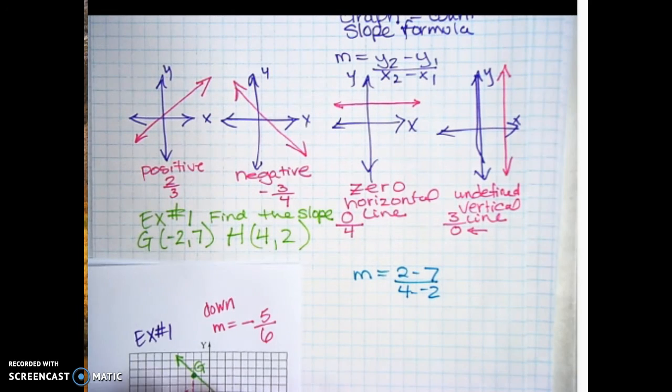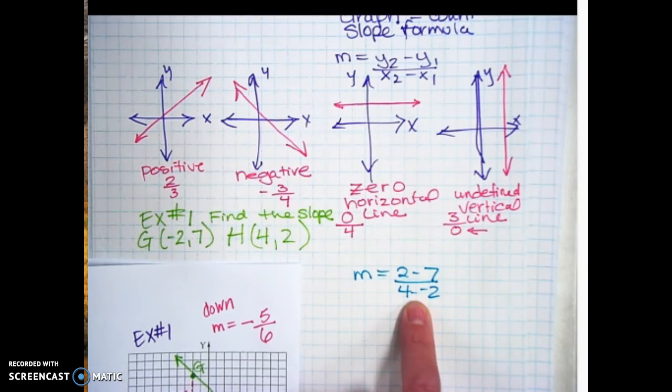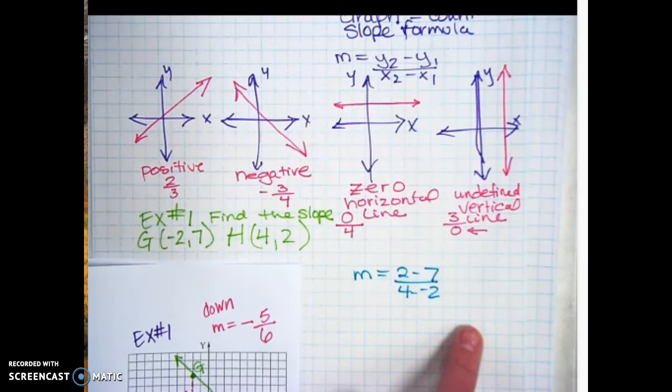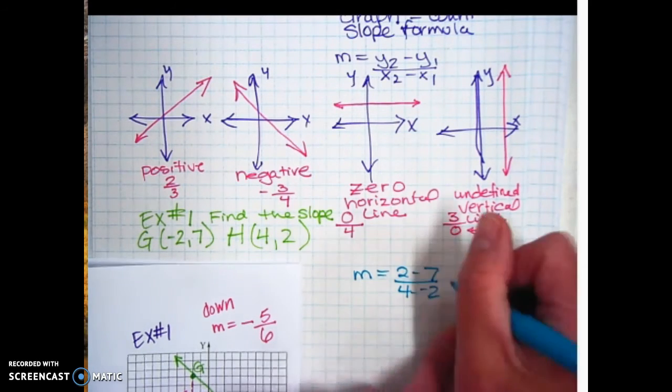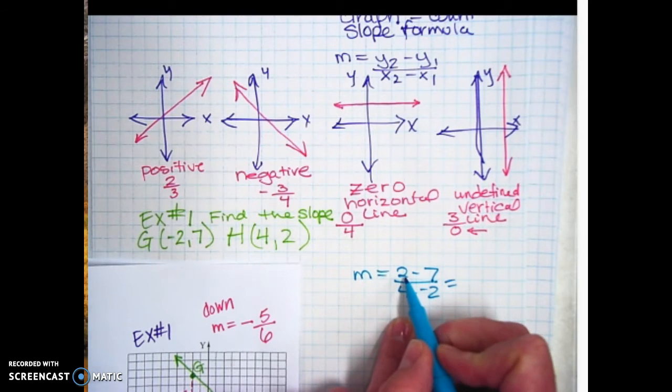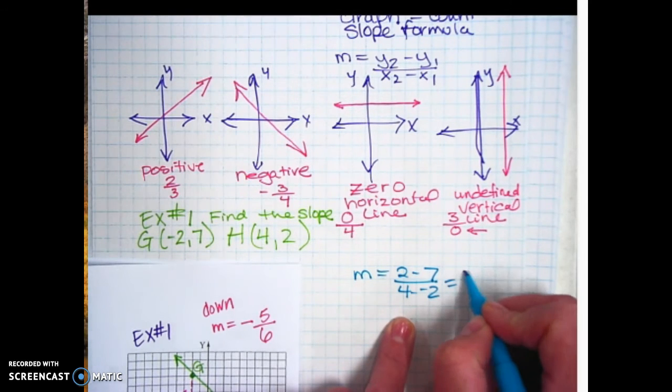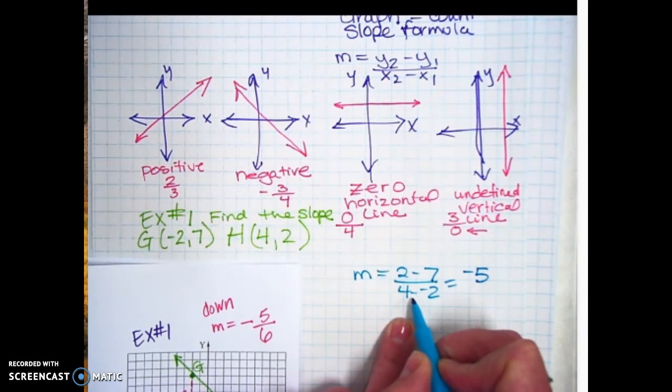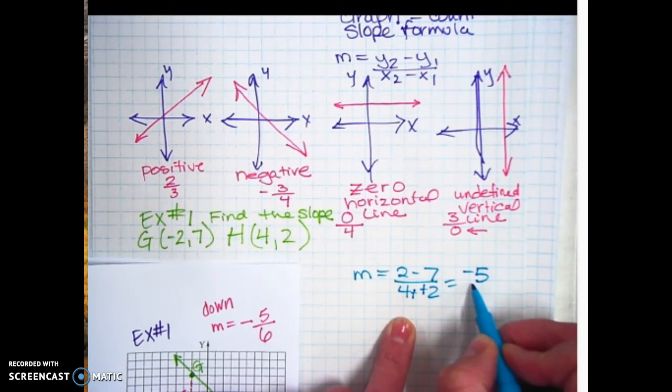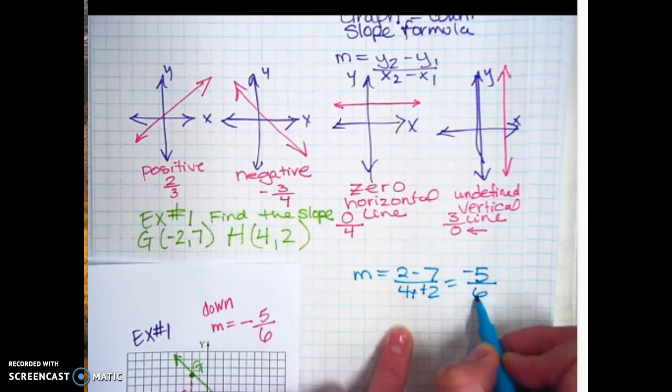So this is what I was telling you is the only tricky part: sometimes you're going to be adding and subtracting positive and negative numbers. Your calculator will do it for you, but most of you can do this in your head. For the numerator, 2 minus 7 is -5. And in the denominator, you're subtracting a negative, so I'm going to change it to plus. 4 plus 2 is 6.